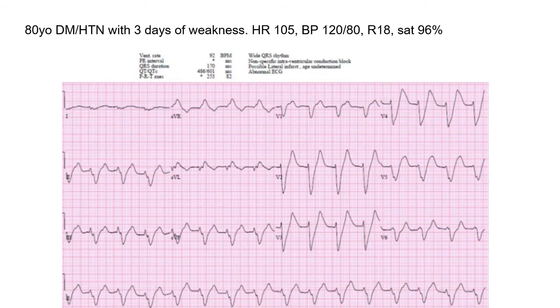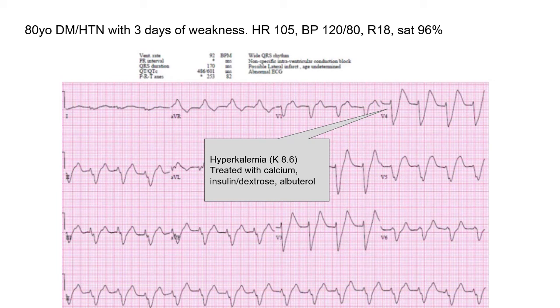All right. Again, so now we have an 80-year-old, diabetes, hypertension, 3 days of weakness. Heart rate is 105. Blood pressure is 120/80. Respiratory rate is 18. Saturation is 96%. So is it wide or narrow? Wide. Are we regular or irregular? Regular. Looks pretty regular to me, I think. Okay. So we've got a regular wide complex tachycardia.